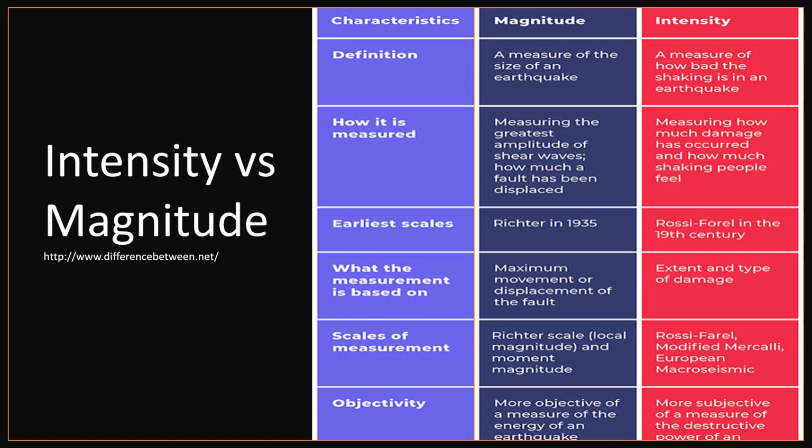So we are using some scales. So in magnitude, we are using Richter scale. While in intensity, so we are using Rossi-Forel. Pwede rin sometimes we are using modified Mercalli scale. What is the instrument based on? So maximum magnitude, maximum movement or displacement of the fault.